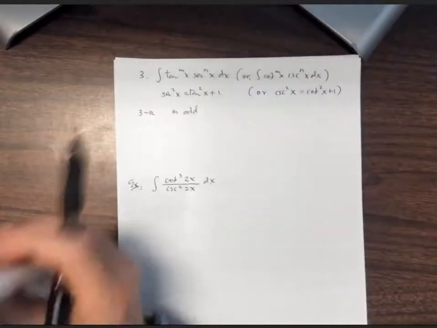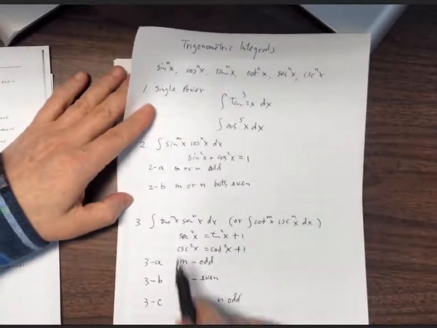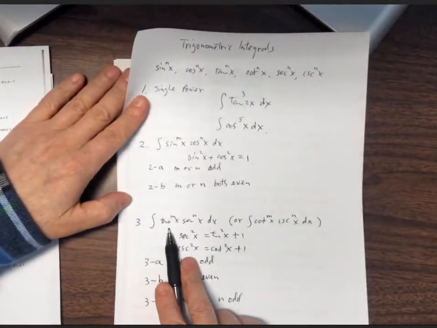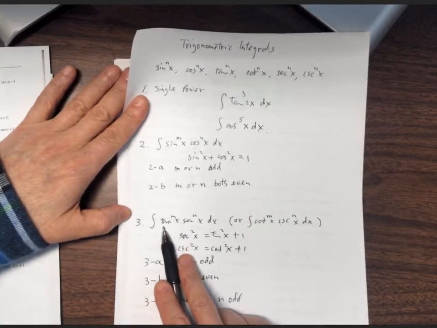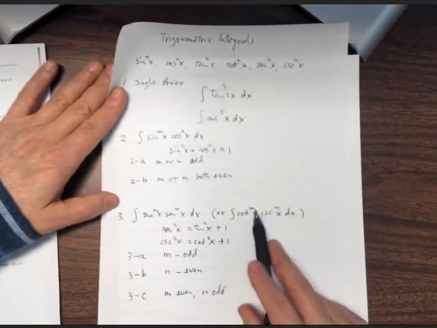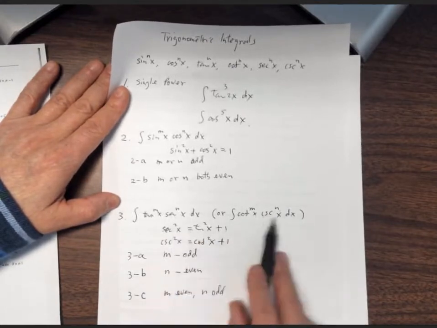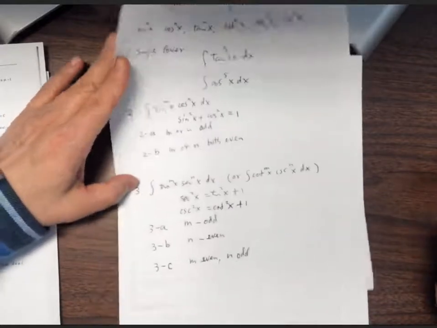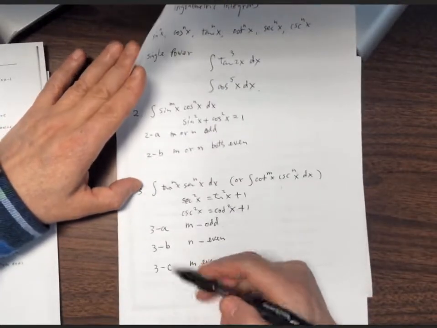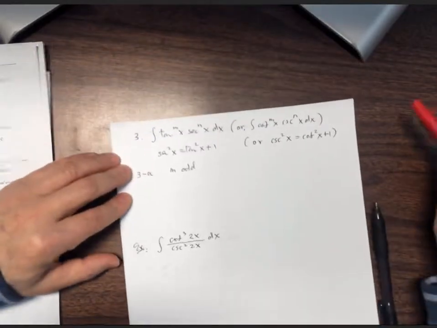Now, let's see group 3 integrals. Combination of power of tangent, power of secant, or power of cotangent, power of cosecant. They're done similarly. 3 cases. So let's start with the first case.